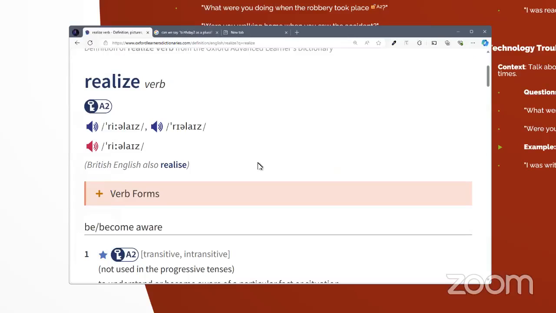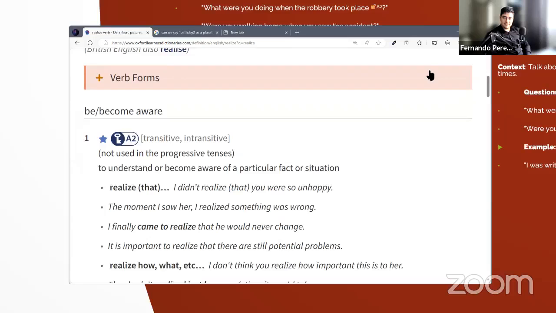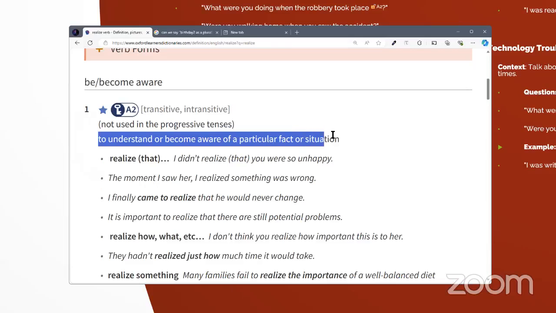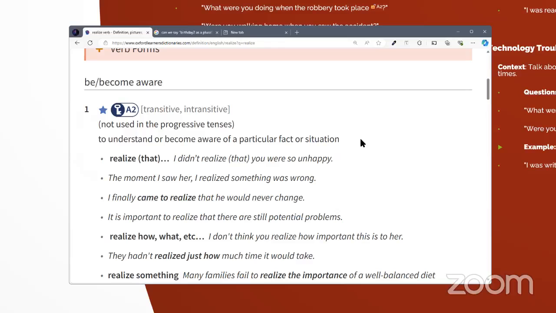Realize. Again. Realize. Do you understand what is realize? Read the definition. To understand a particular fact or situation. Again. You are running. Don't run. To understand or become aware of a particular fact or situation.